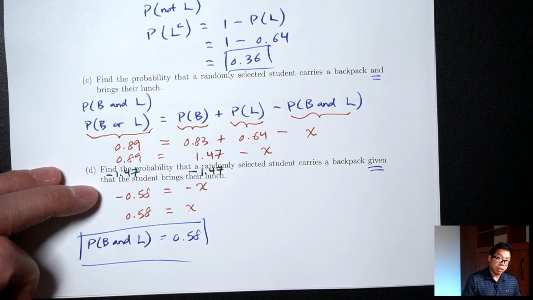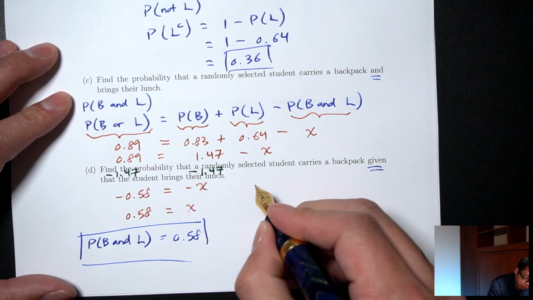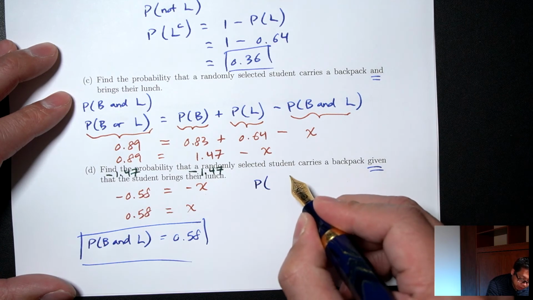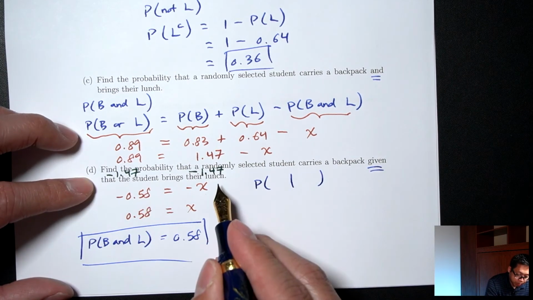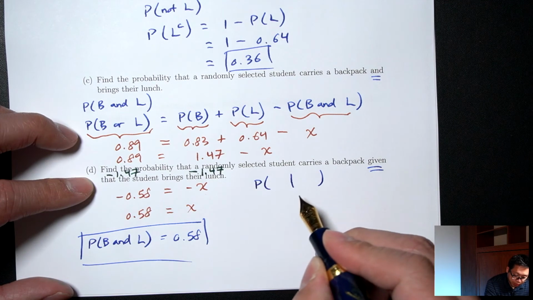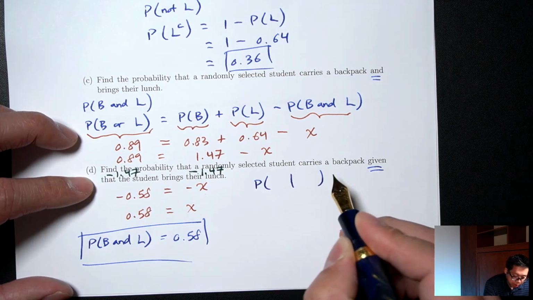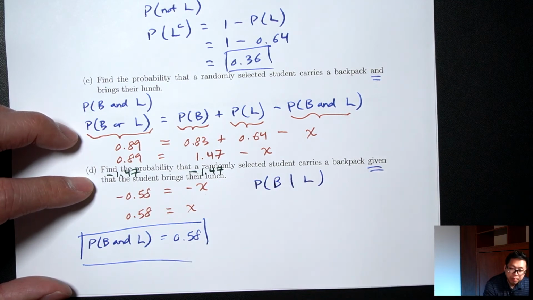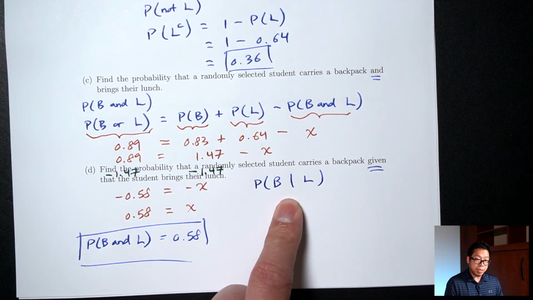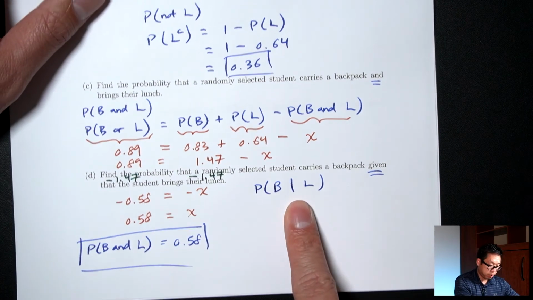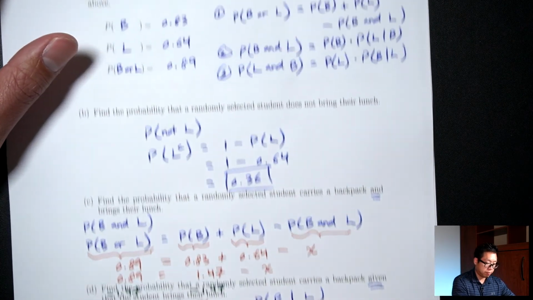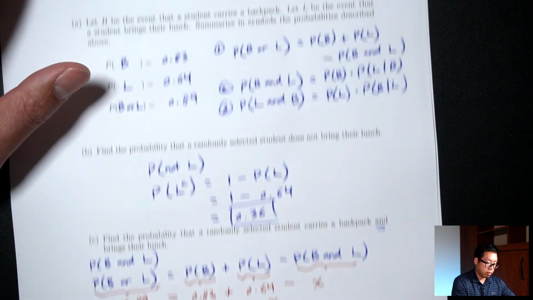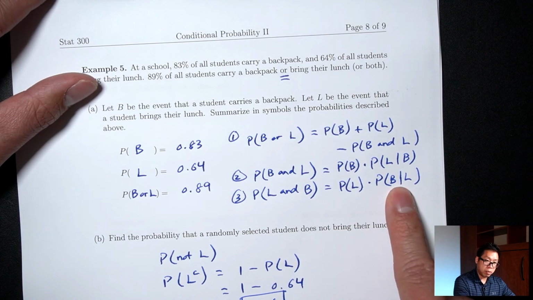So this is going to be a conditional probability, so I'm looking for something given something. Backpack given lunch. The given part is the second slot, so lunch goes there and backpack goes there. I'm looking for the probability of B given L, in that order. Which equation has B given L in that order? That's right there, equation 3.